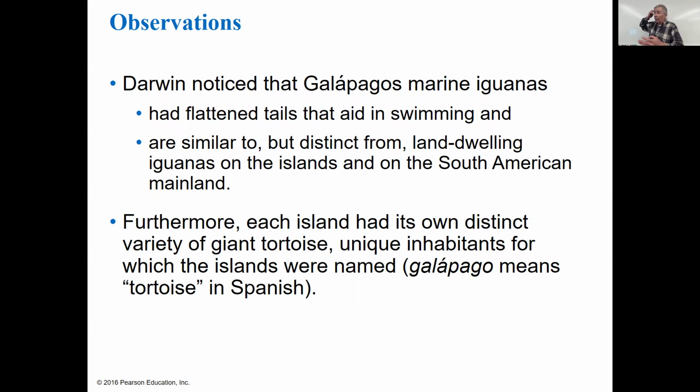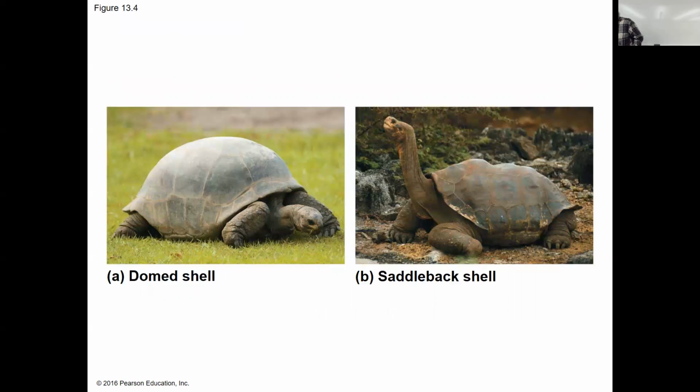Also, each island, as I mentioned, has its own distinct variety of giant tortoises, unique inhabitants for which the islands were actually named. Galapagos means tortoise in Spanish. So the saddleback shells, dome shells, they're all different. Each island had really its own different type of tortoise.